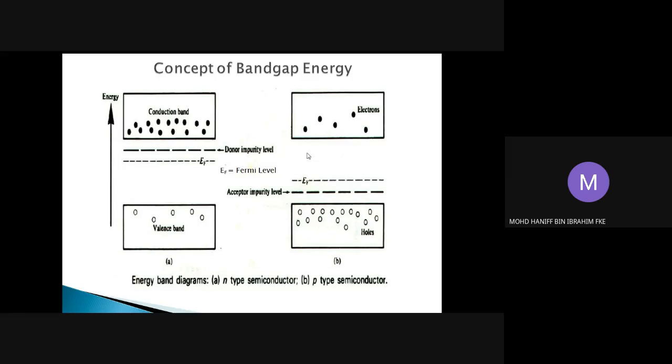As opposed to that, in the P-type semiconductor the majority of the carriers are holes, and the Fermi level is located near the valence band. As such, it is quite difficult for electrons to move up from the valence band to the conduction band. So we can see that there are very few electrons in the conduction band as compared to the N-type semiconductor. This is a graphical way to explain the concept of bandgap energy in the N-type and P-type semiconductors.